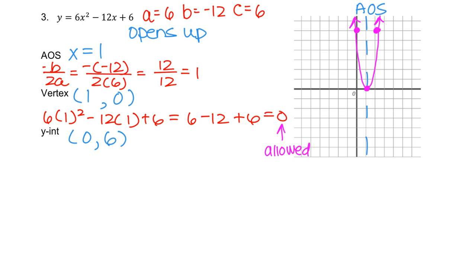How did we do? This is easy. Good? Okay, you are allowed to get 0. That is allowed. There are zeros on the graph. Totally fine, okay?